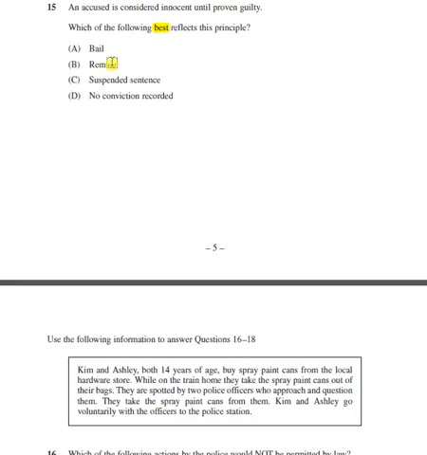Remand, definitely not. And then bail: you think about it, considered innocent until proven guilty. So once charges are laid against them and they apply for bail, if bail is denied, they go into prison on remand, held in remand. If it is granted, they go out and can continue to live their normal lives until proven guilty. So the answer will be A.